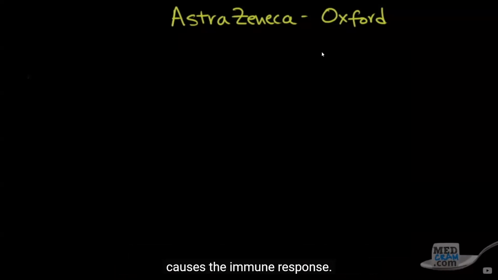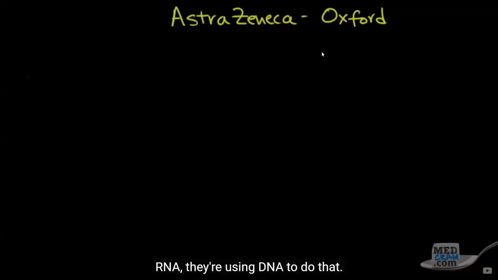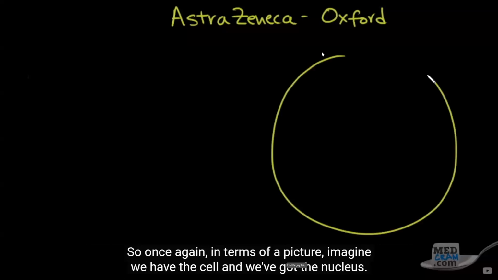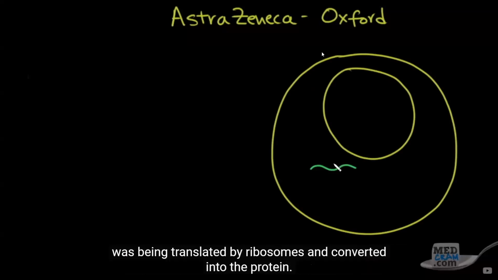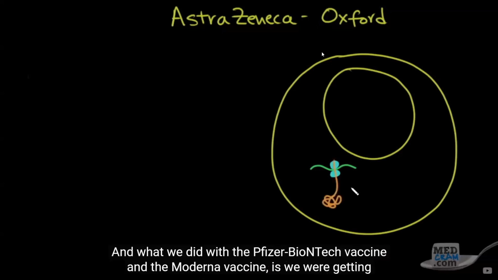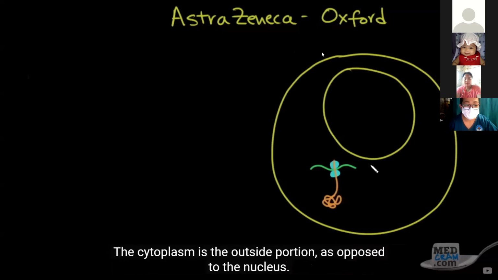And that is actually very similar to the AstraZeneca Oxford vaccine, except instead of using messenger RNA, they are using DNA to do that. So once again, in terms of a picture, imagine we have the cell and we've got the nucleus. And what we were doing before was we were taking messenger RNA, and that messenger RNA was being translated by ribosomes and converted into the protein. And what we did with the Pfizer-BioNTech vaccine and the Moderna vaccine is we were getting the messenger RNA into the cytoplasm of the cell. The cytoplasm is the outside portion, as opposed to the nucleus.